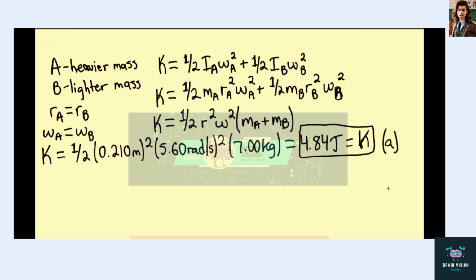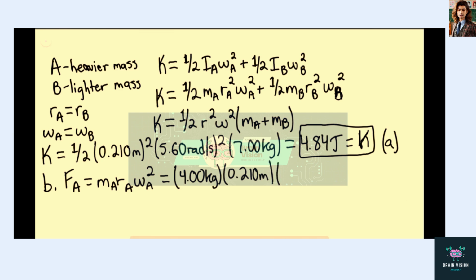Now for part B, we want to find the net force. So we can say that force sub A would be equal to m sub A r sub A omega sub A squared, and simply solve. So 4.00 kilograms multiplied by 0.210 meters multiplied by 5.60 radians per second quantity squared. This is equaling 26.3 newtons. So that'd be the force associated with the mass A.